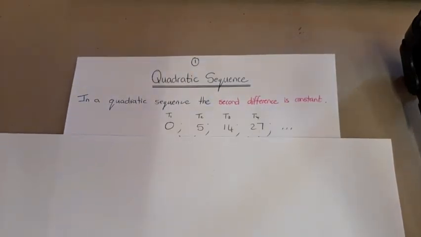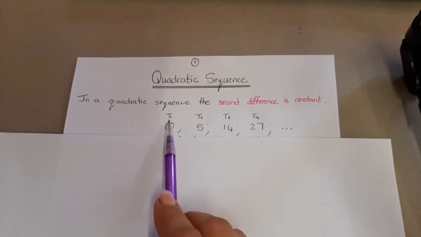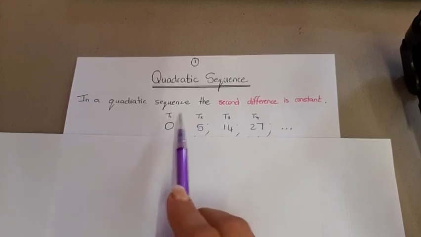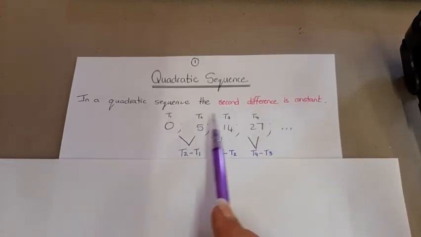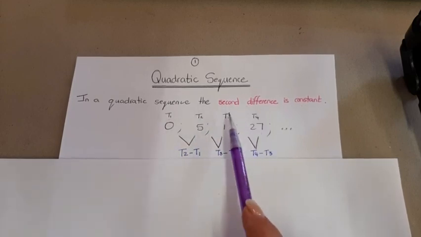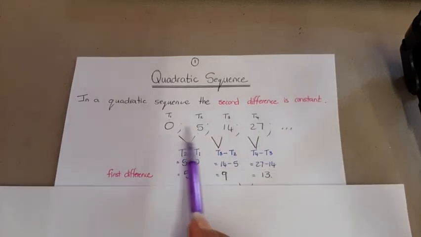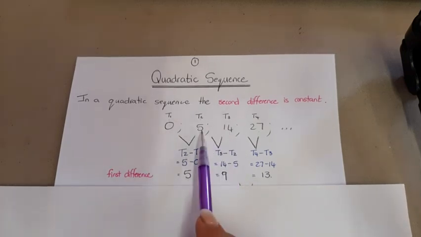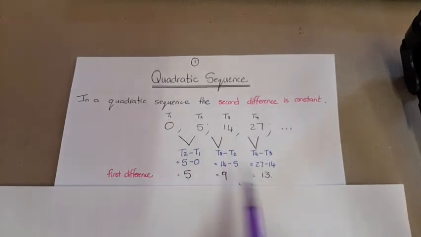If we take this sequence and we want to get our first difference, we minus the second term and the first term. So it's term 2 minus term 1. To get the second one, you say term 3 minus term 2. You always say the next term minus the previous term. And this will give us 5 minus 0 is 5, 14 minus 5 is 9, and 27 minus 14 is 13. This is our first difference.